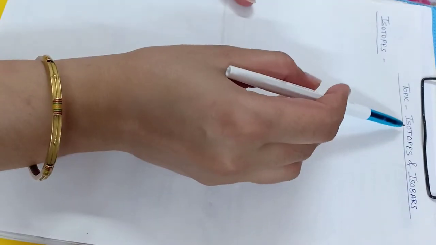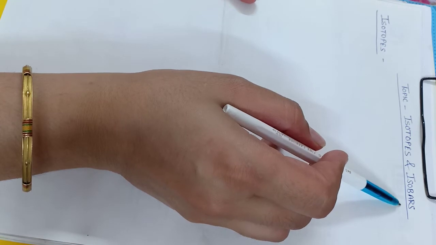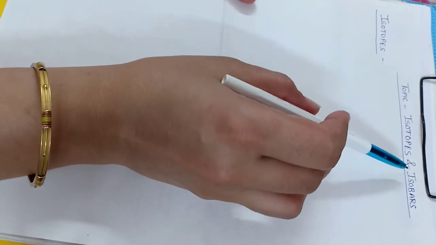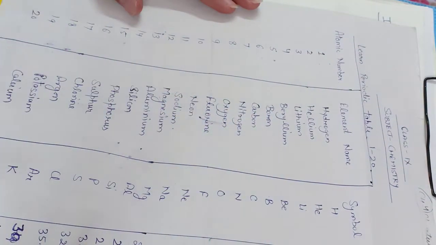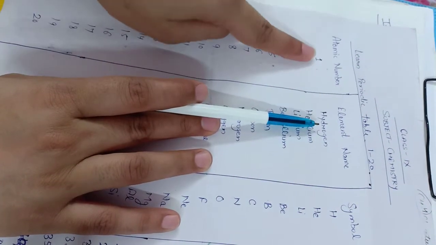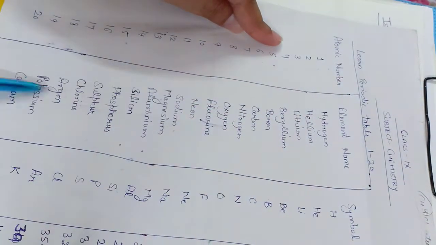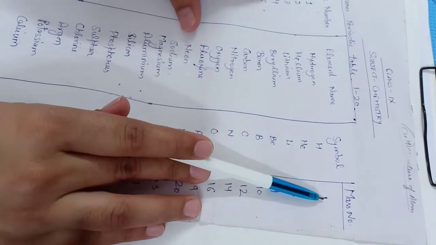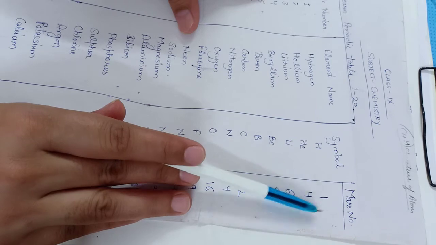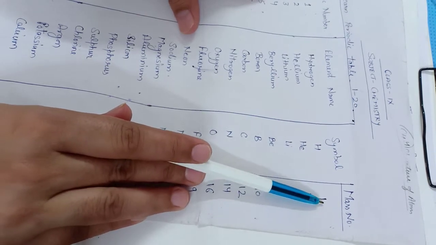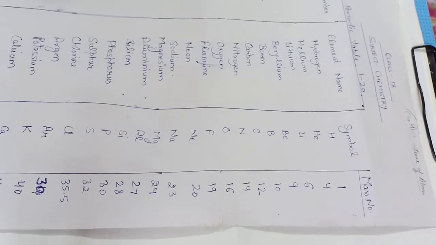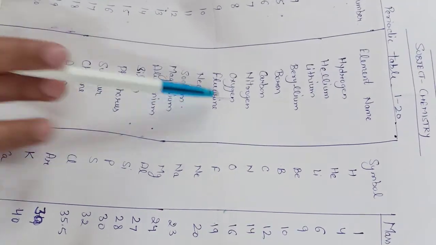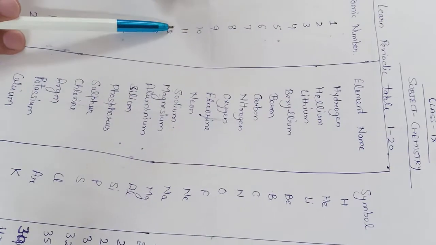Today our topic is isotopes and isobars. Before starting isotopes and isobars, we must know about atomic number and mass number. Atomic number is the number of electrons or protons present in the respective atoms or elements. Mass number is the number of protons plus the number of neutrons. The total number of protons and neutrons gives the mass number. Each atom has a fixed mass number and a fixed atomic number.